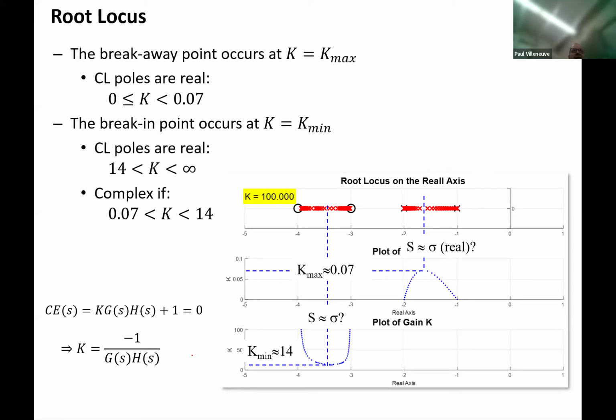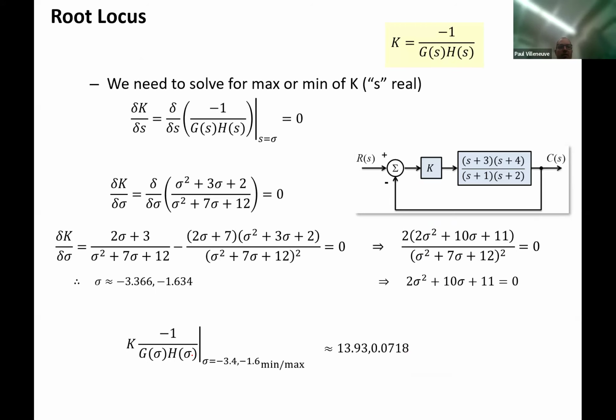So if it's complex, if k is between 0.07 and 14, take the derivative. What we're going to do is take the partial derivative of k with respect to s, right? Because we're looking at plots. And we're going to set that equal to 0. That's when the slope of the line goes to 0.